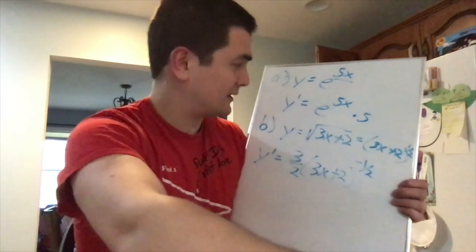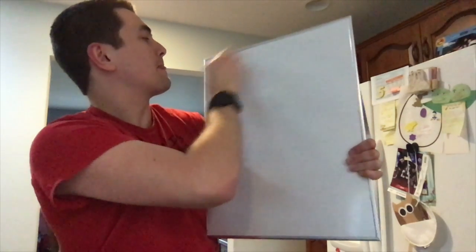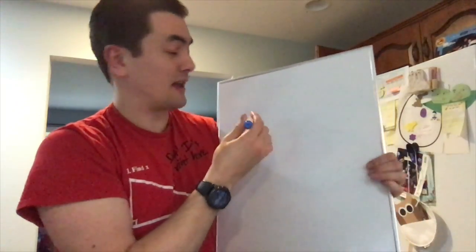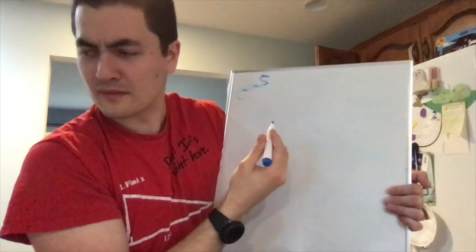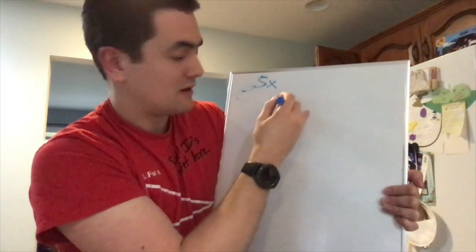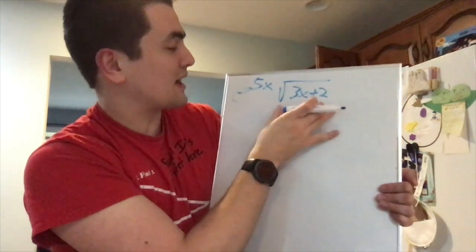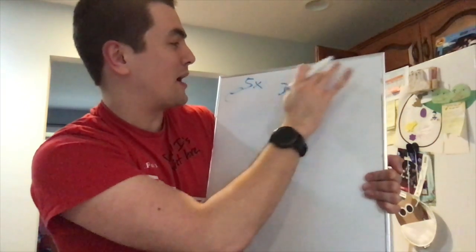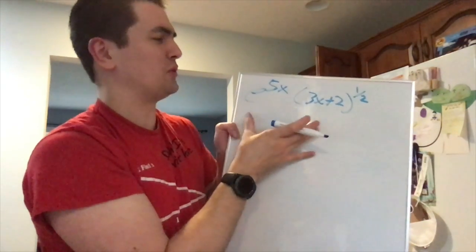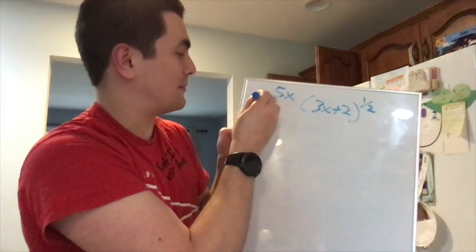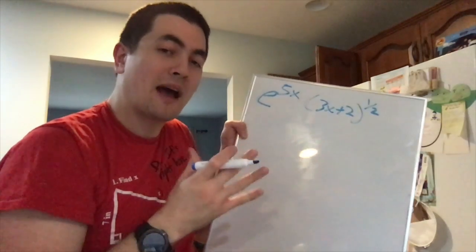Finally, we've got the letter C here. Why don't I give myself a little room? Letter C looks pretty promising. Can you read that? E to the 5x, and then square root of 3x plus 2. Once again, I'm going to rewrite this in a calculus-friendly format because those radicals really drive me nuts. For this one, we have to do two different rules at the same time: the chain rule and the product rule.